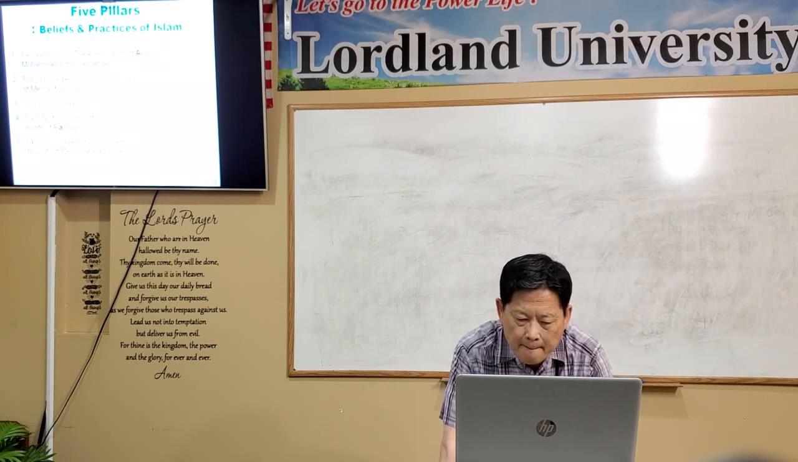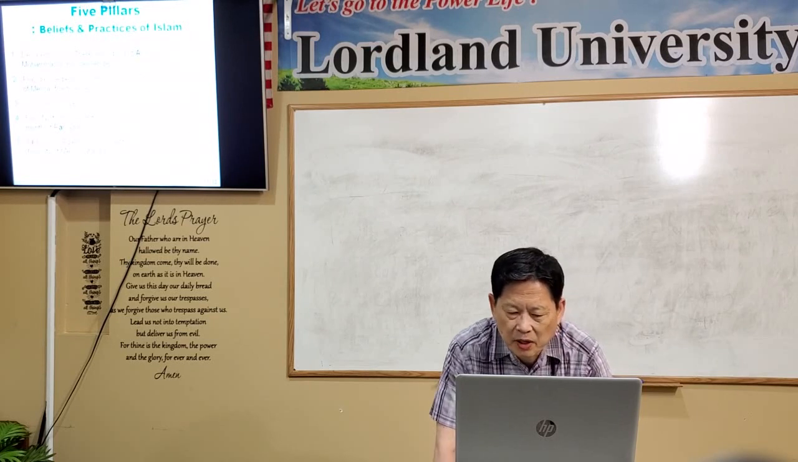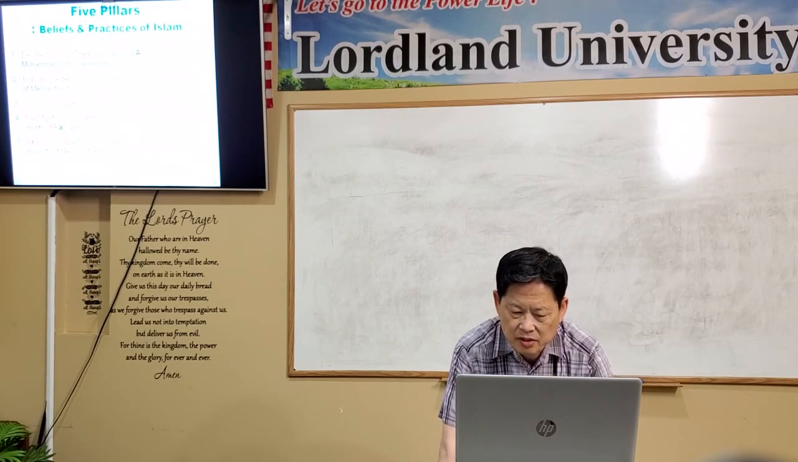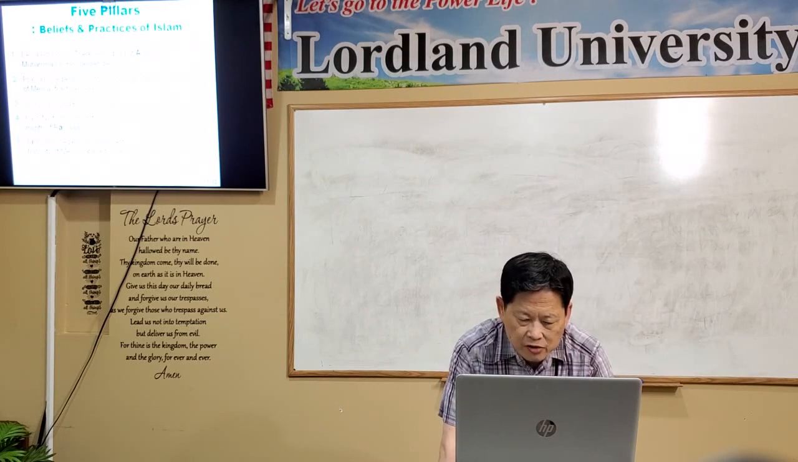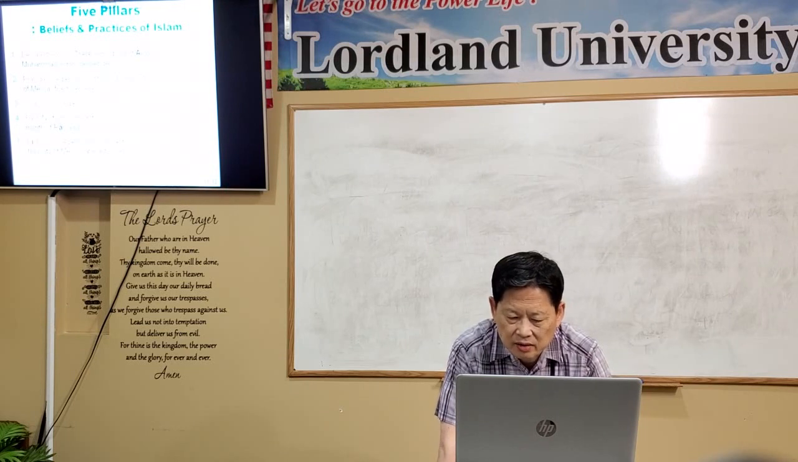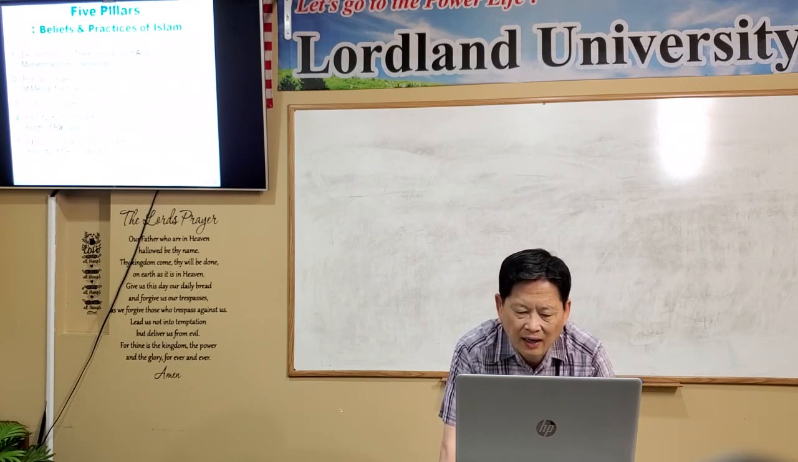Second pillar, pray daily. A person must pray to Allah, facing the holy city of Mecca, 5 times every day. Third pillar, give charity. A person must give alms, must give aid to poor people. Fourth pillar, fast. No drink, no food from dawn until dusk during the holy month of Ramadan.